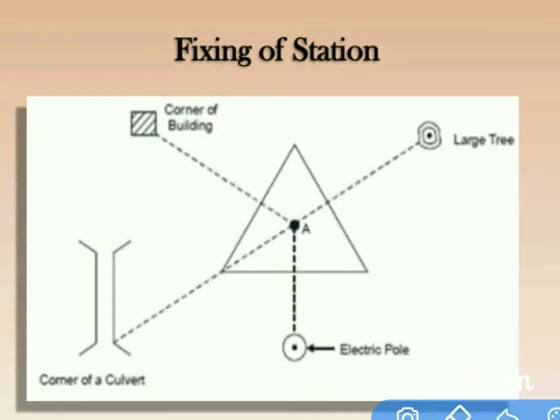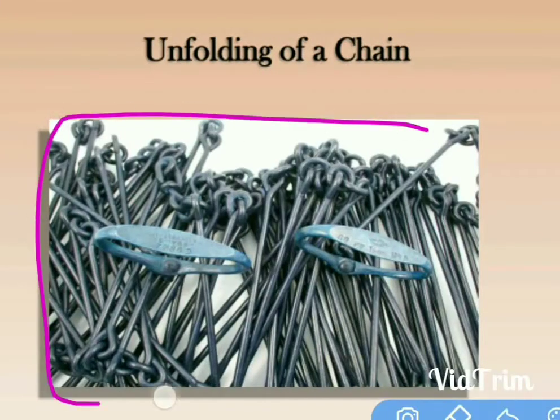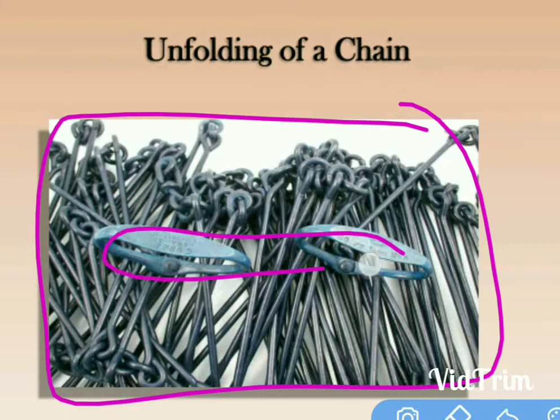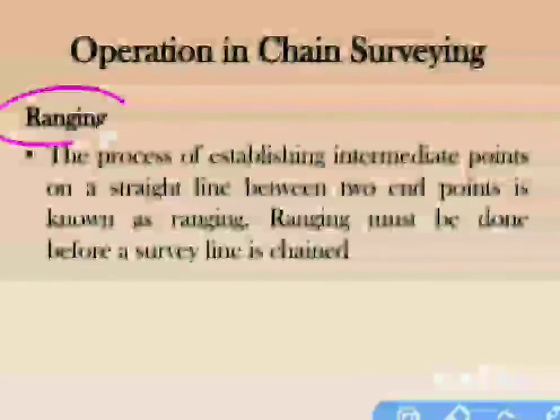So here we are fixing the stations, for example a corner of a building. Later we will see that. Unfolding of the chain: we take the two brass handles in the left hand, then take the bunch of chain with the right hand, and then throw it with the help of the right hand. Next, ranging. What is the meaning of ranging?